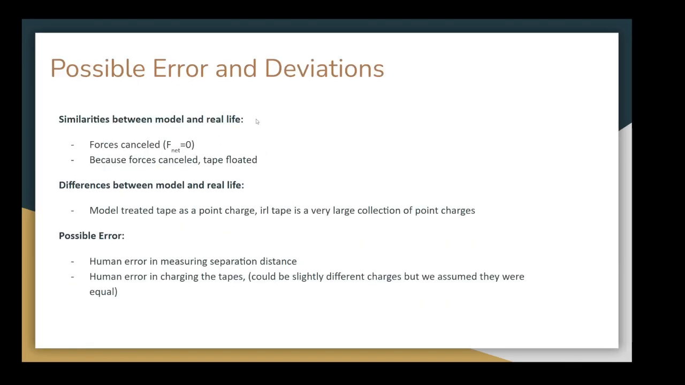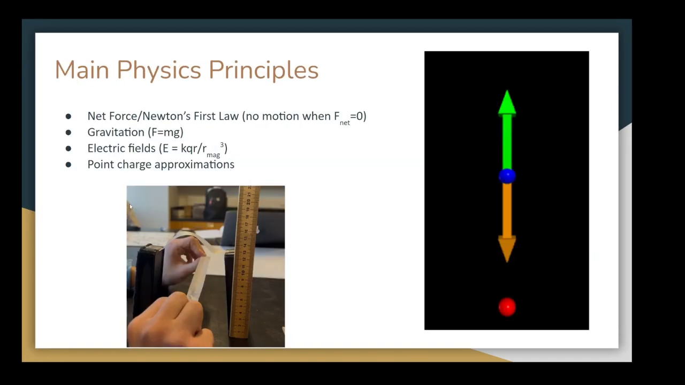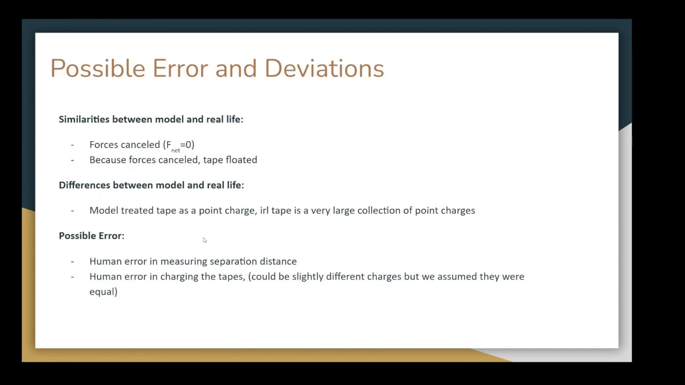Possible error. So there's some similarities between the model and real life. Obviously, the force is canceled in the model because we set them equal to each other. But in real life, the force is canceled because the tape was not moving at its highest point. You'll see that right there, where it's kind of stationary, a little hump in the ceiling.